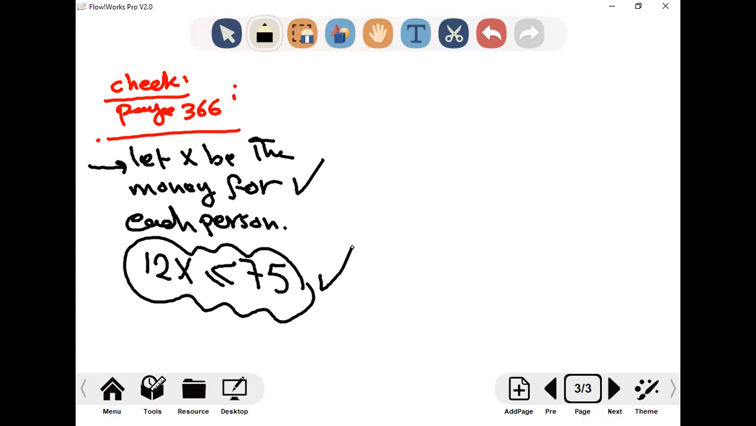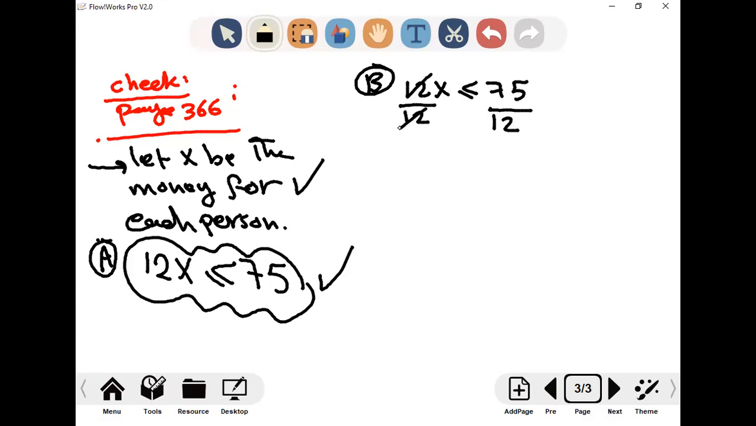Now I need to solve it. Then I need to graph it. Which part is the correct selection? Part A. In part B, they want us to solve it. What is the solution? Let's solve it. So we have 12x less than or equal to 75. Divide by 12 both sides. Do we need to switch the inequality? No, it is not negative, the 12, right? So x should be less than or equal to 75 divided by 12.